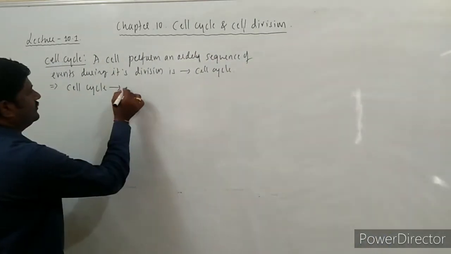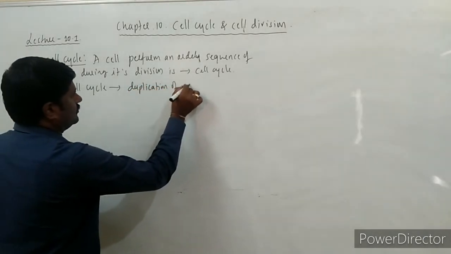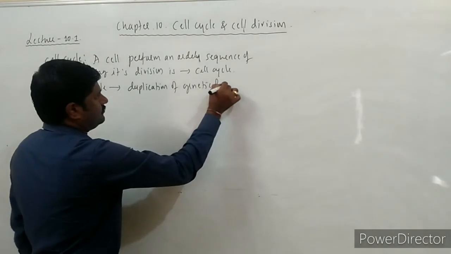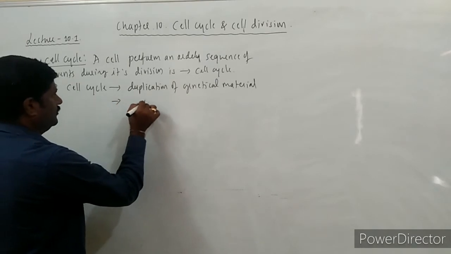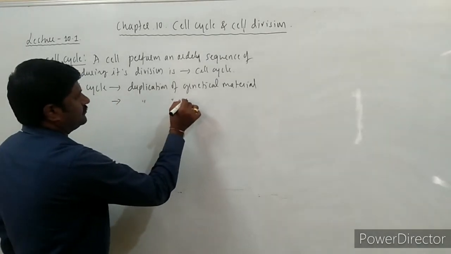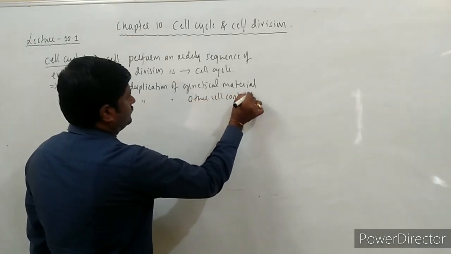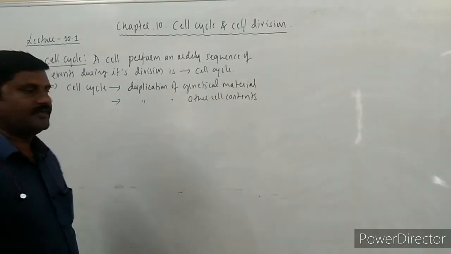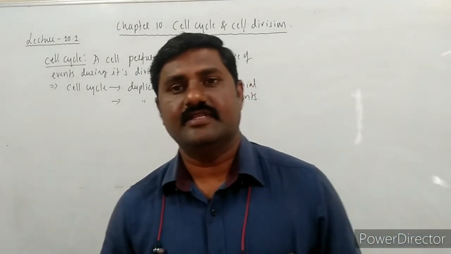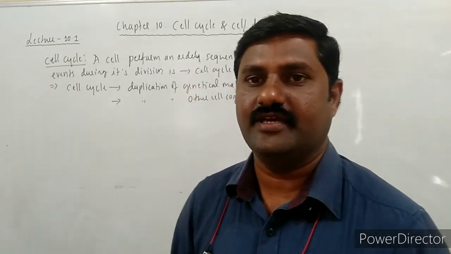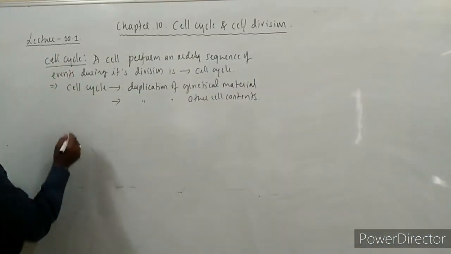So what initially takes place? Duplication of genetical material, and duplication of other cell contents also takes place. That is, cytoplasmic material accumulates, and even the genetical material duplicates over here. So all together perform what? That is the cell cycle itself.